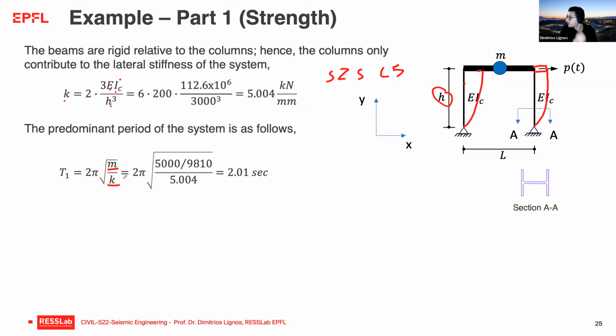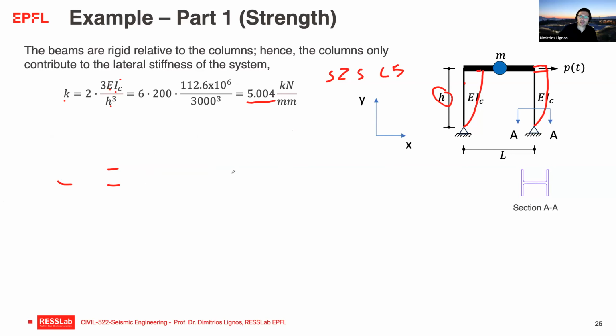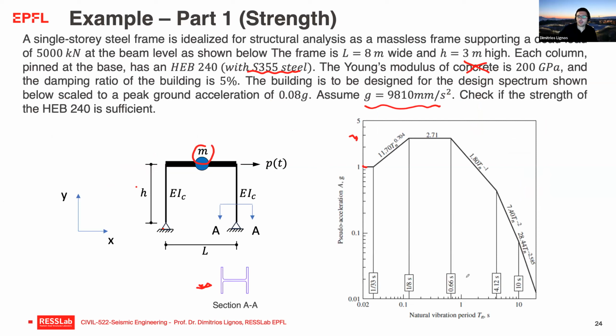Whereas the stiffness here is basically the corresponding stiffness that I just calculated. So if I make a substitution here in the period formula, I will compute the actual period, and in this case it comes out to be 2.01 seconds. If I go back one slide, since the period that I calculated is 2.01 seconds, it means that my period is within this range here. So in fact, my period is roughly here.